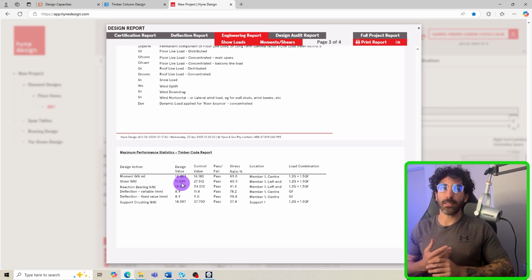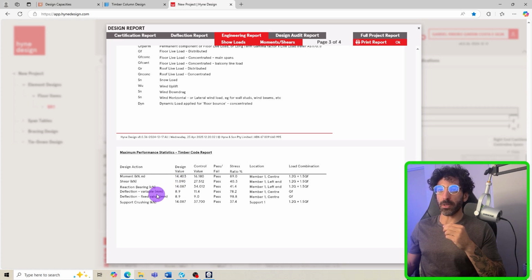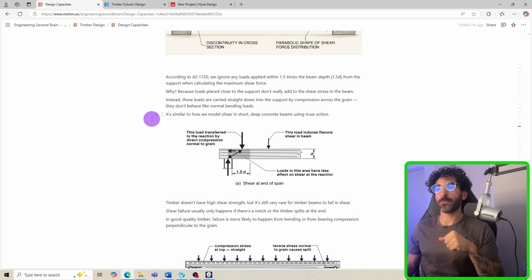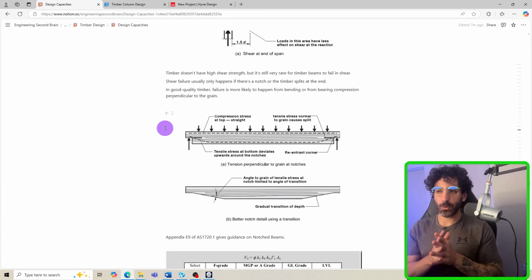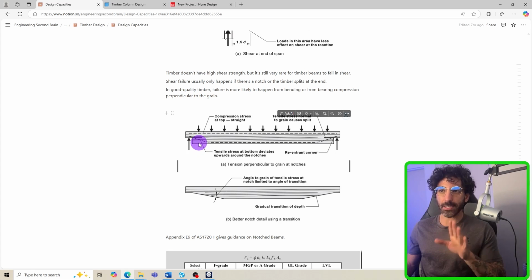And the reason behind that is because it disregards the actions within 1.5 times the depth of the beam from inside of the face of the support. But notice that for bearing, it still calculates 14 because the load is going to be carried through compression to the support. You will notice in your designs that it's pretty rare for a beam to fail in shear unless a shear failure mechanism is initiated by splitting or by notching that beam.